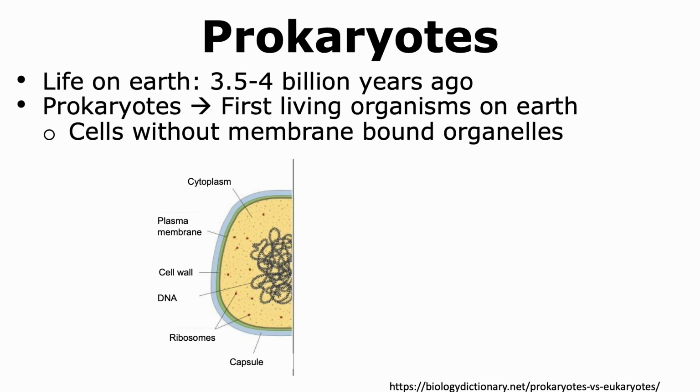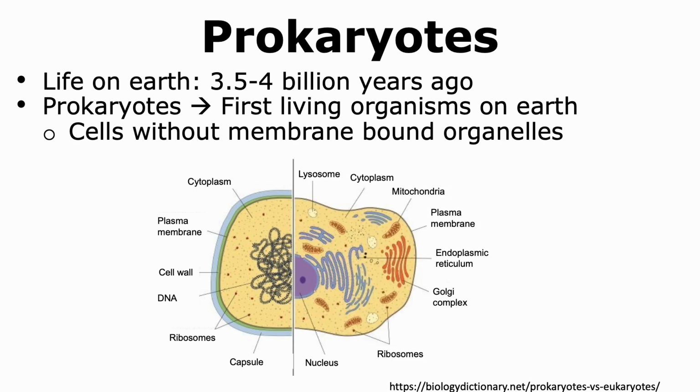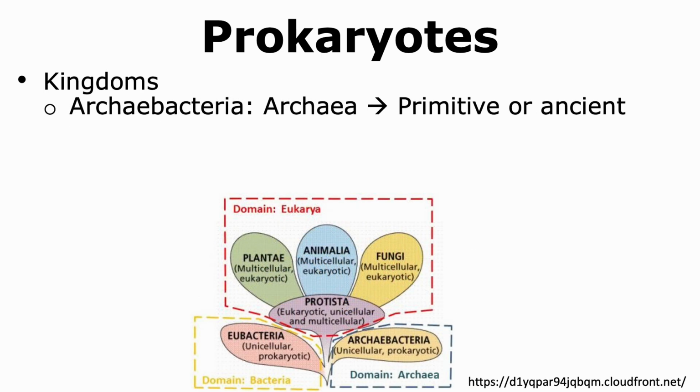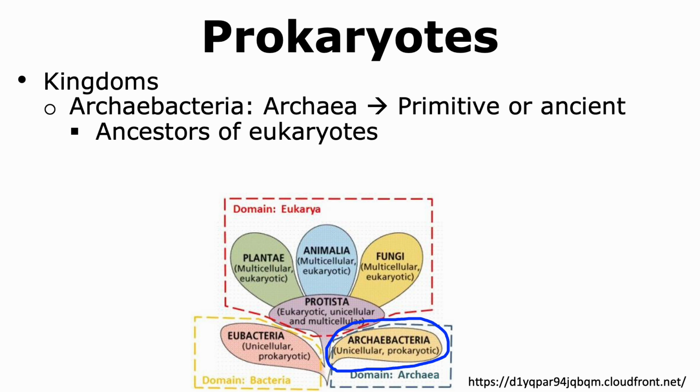All prokaryote cells do not have membrane-bound organelles, and thus the cell composition is quite simple compared to eukaryotic cells, which are much more complex due to the presence of numerous types of membrane-bound organelles. All prokaryotes can be grouped into one of two kingdoms. The first kingdom we're going to look at is Archaebacteria. This comes under the domain of Archaea. Archaebacteria comes from the word archaea, which means primitive or ancient. And thus, these are primitive or ancient bacteria. They are considered to be the ancestors of eukaryotic cells.